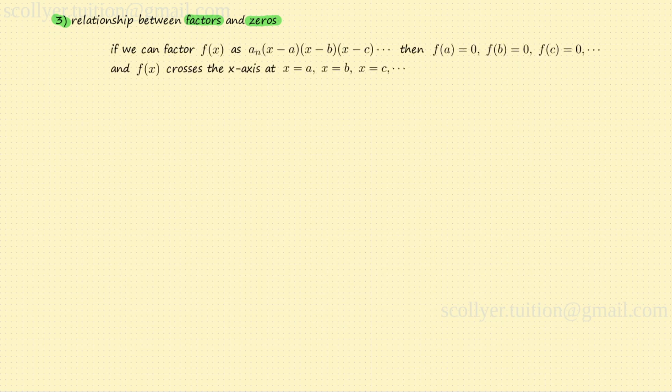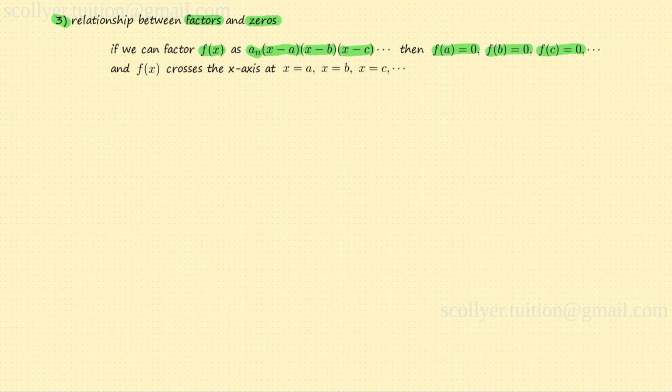For point 3, we look at the relationship between the factors and the zeros of a polynomial. Now, if we can factor a polynomial f of x into linear terms x minus a, x minus b, x minus c, and so on, perhaps with a leading coefficient a sub n, then when we plug a into f of x it produces 0, so f of a equals 0. And similarly for b, f of b equals 0. And for c, f of c equals 0, and so on.